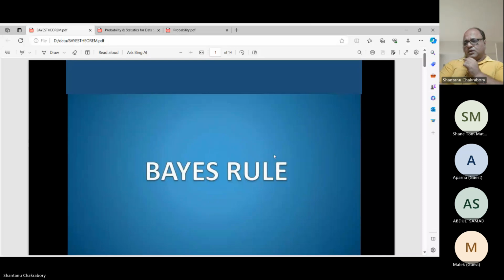The Bayes theorem is based on the Bayes rule, and on the idea of how conditional probability is used in the Bayes theorem. So can everyone see the Bayes theorem that I'm sharing? Yes, sir.